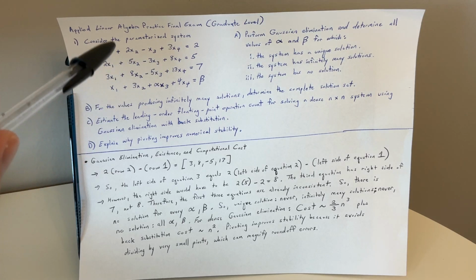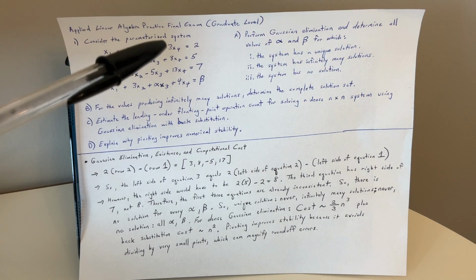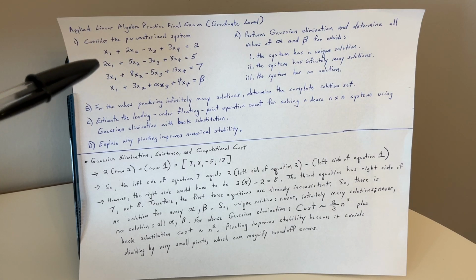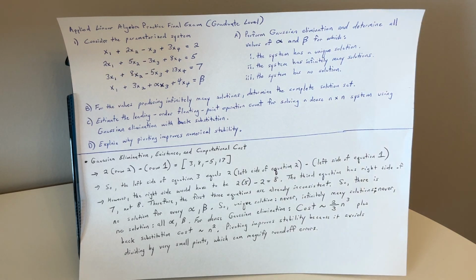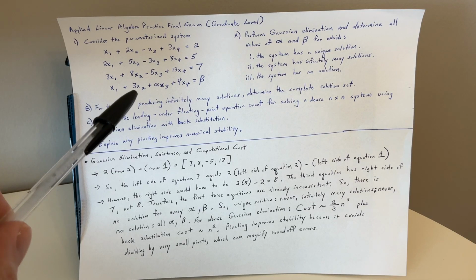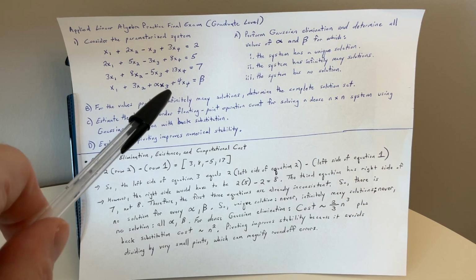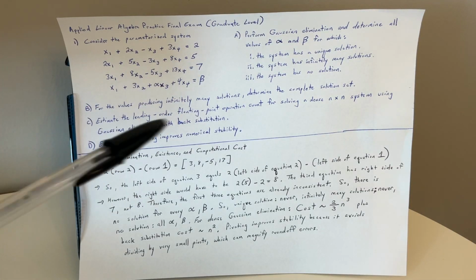parameterized system given here. That's x sub 1 plus 2x sub 2 minus x sub 3 plus 3x sub 4 equals 2. 2x sub 1 plus 5x sub 2 minus 3x sub 3 plus 8x sub 4 equals 5. 3x sub 1 plus 8x sub 2 minus 5x sub 3 plus 13x sub 4 equals 7. And x sub 1 plus 3x sub 2 plus alpha x sub 3 plus 4x sub 4 equals beta. Okay, so I'm going to just read through A, B, C, D.